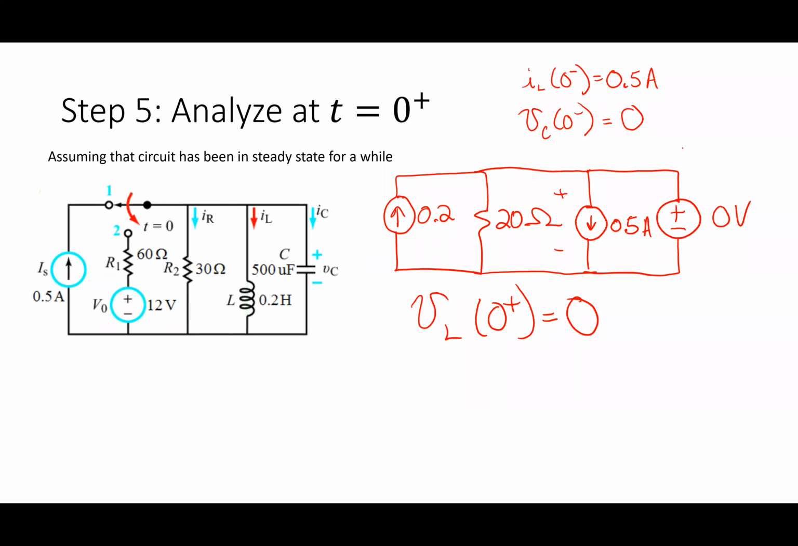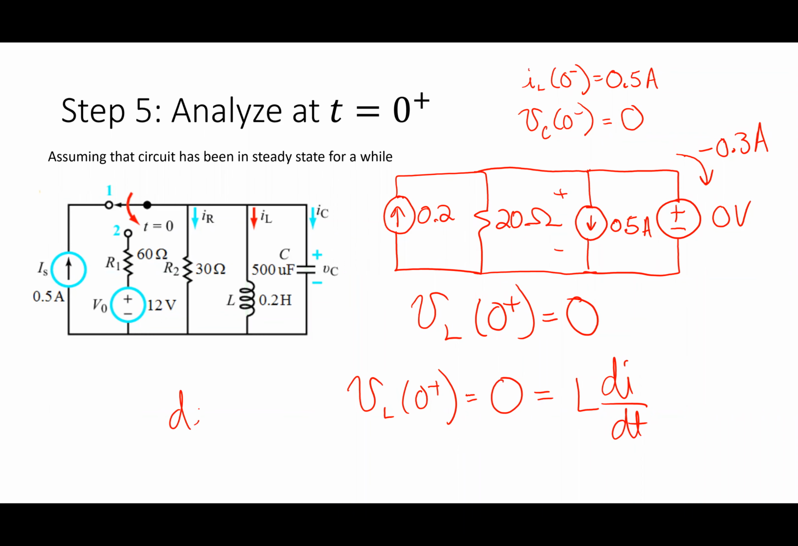So if I wanted to figure out what's the current in this branch right here, you should be able to see that the current in that guy is going to work out to negative 0.3 amps. But that's the current going on in the capacitor. The reason I write this is I say VL of 0 plus is equal to 0 is equal to L di dt. So that tells me that di dt of 0 plus is equal to what? Has to be 0.